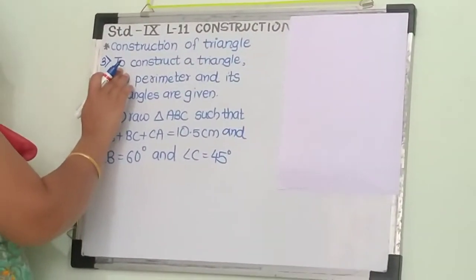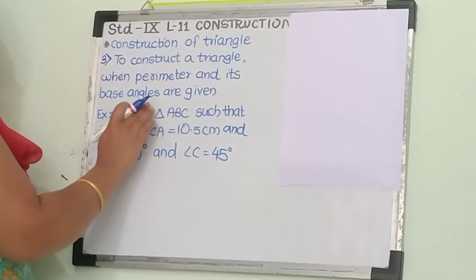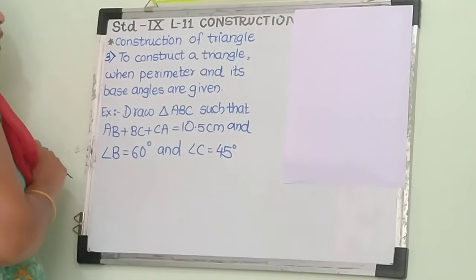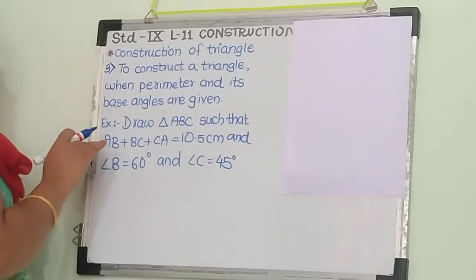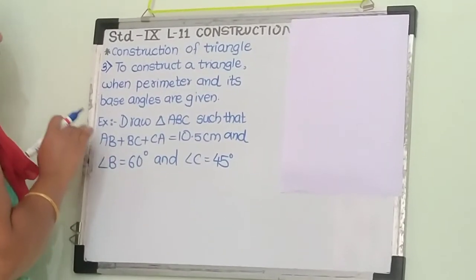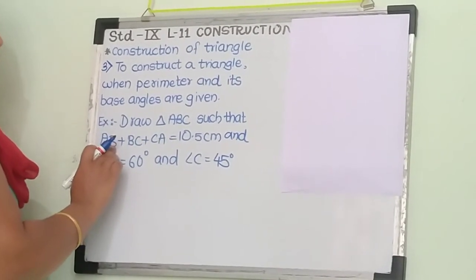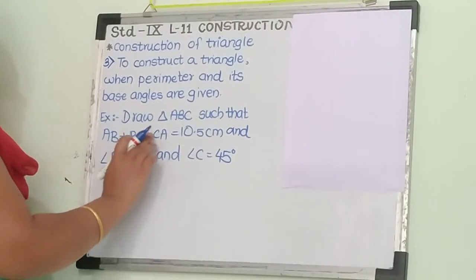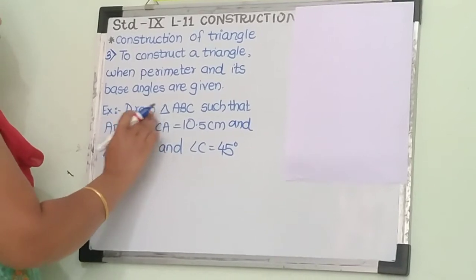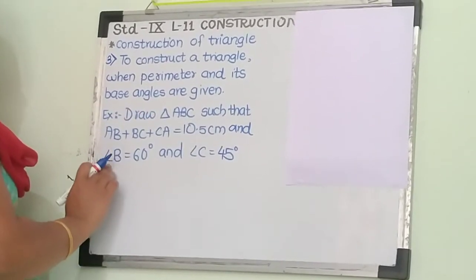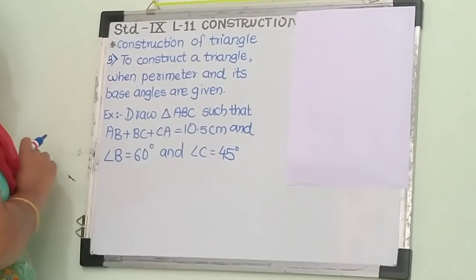Now the third type, that is to construct the triangle when the perimeter and its base angles are given. Perimeter means the sum of the three sides is given. Then how are we going to construct the triangle? First, what is given here? Given AB plus BC plus CA equals 10.5 centimeter for constructing triangle ABC, and angle B equals 60 degree and angle C equals 45 degree.